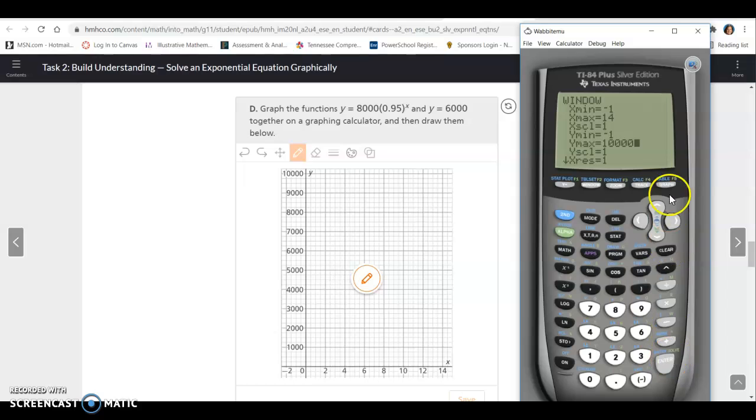All right. Now when you hit graph, you should be able to see the horizontal line and the exponential decay line as well. All right, again, you can see right here is where they're going to intersect. And since we're looking at the calculator, let's go ahead. On your calculator, if you hit second trace, there's a button here that says intersect.